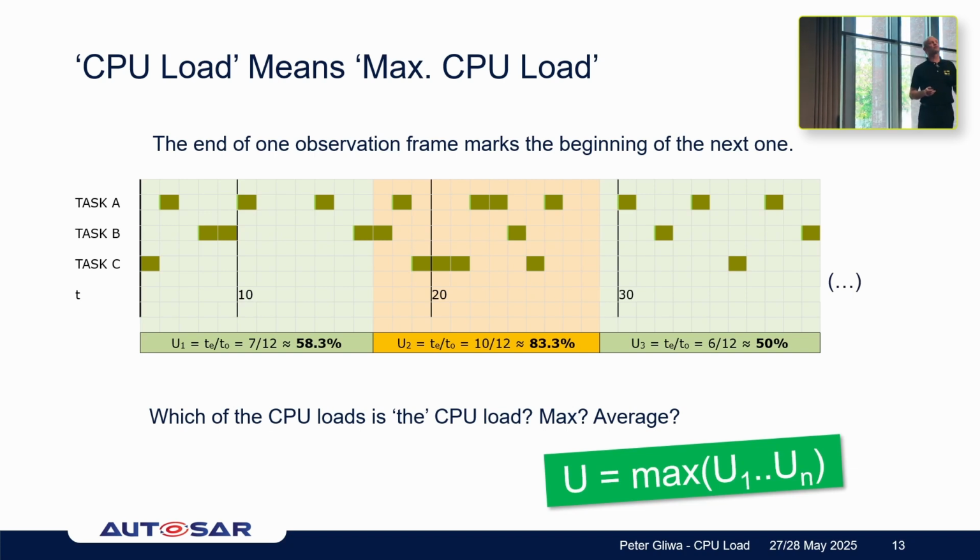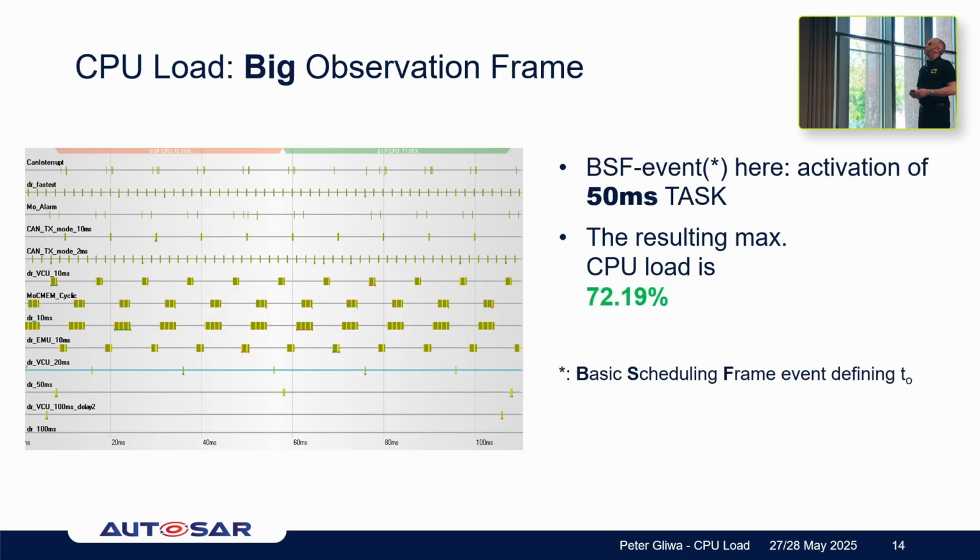Okay, the average is also interesting because depending on the system setup, it identifies optimization potential quite nicely. So if you have a big gap between the average and the maximum, then, as I say, for some systems, this is an identification of some optimization potential. Right, that leaves us with one question now. Which observation frame should we pick, right?